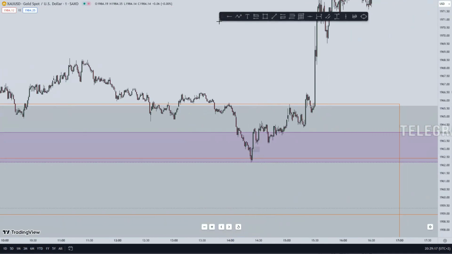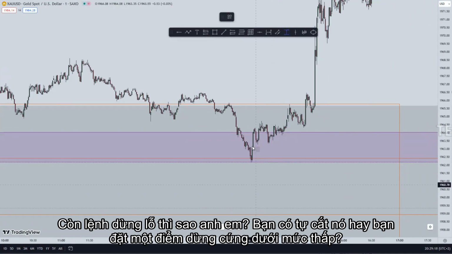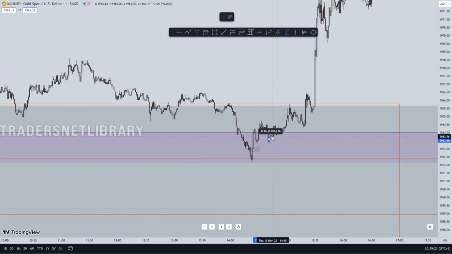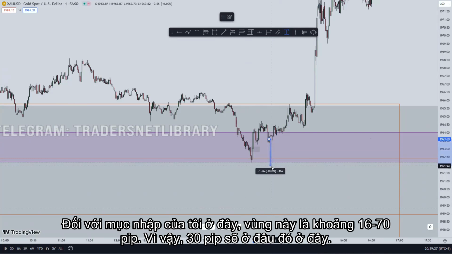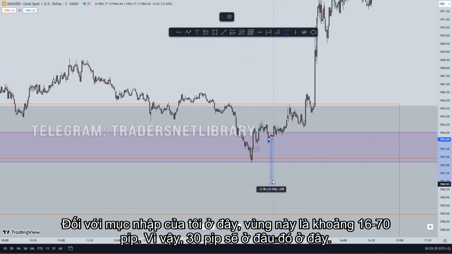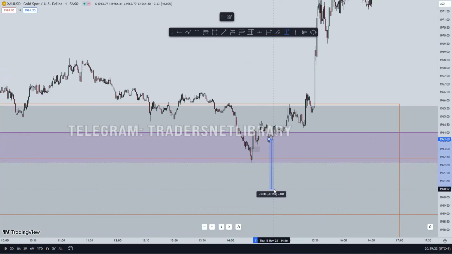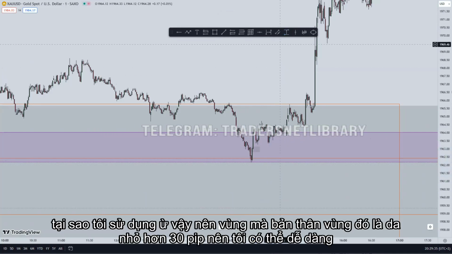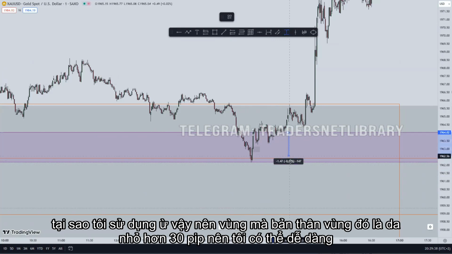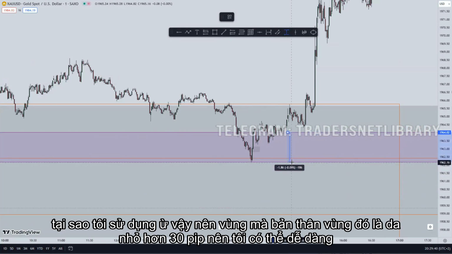Makes sense. And what about the stop loss, brother? Do you cut it on your own or do you place a hard stop below the low? So from my entry here, this zone is about 16, 17 pips. So 30 pips will be somewhere here. That's why I use a stop loss, so the zone itself is less than 30 pips.